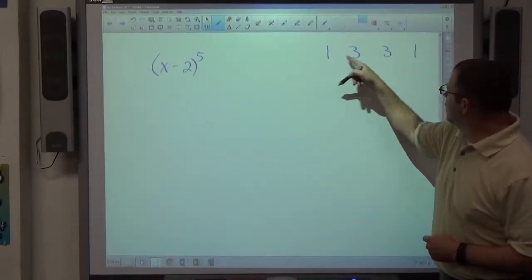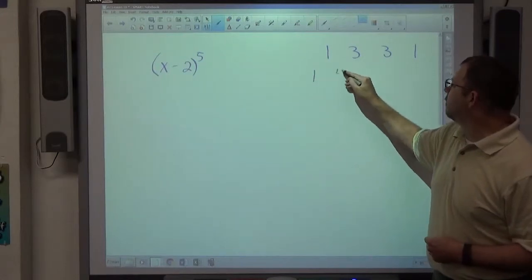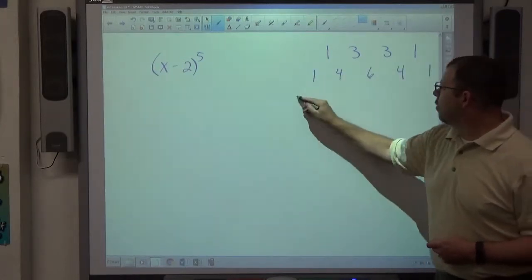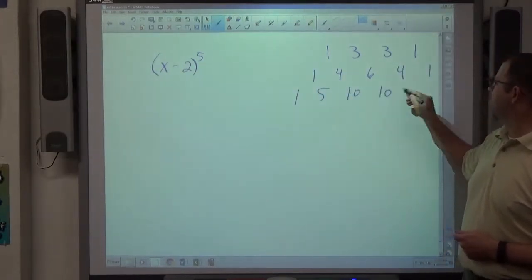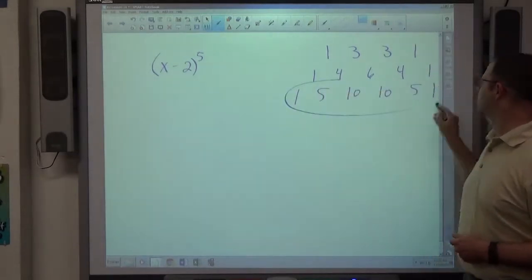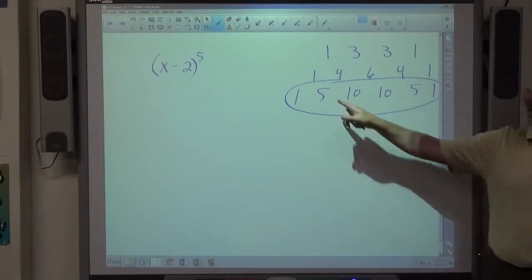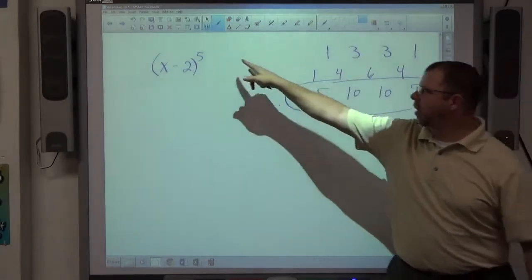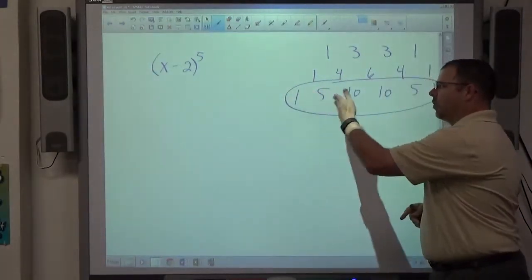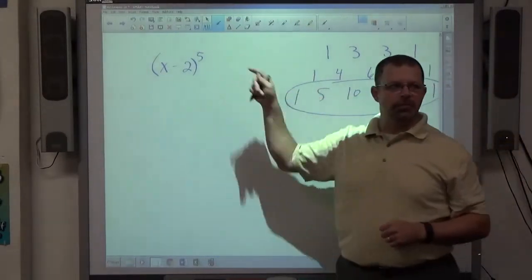If I know that 1, 3, 3, 1, what we just did, then 1, 4, 6, 4, 1, then 1, 5, 10, 10, 5, 1. This will be the row I'm going to use. And again, I use it because the second number represents the power. It should match that. Or 1, 2, 3, 4, 5, 6 terms is 1 more than 5.